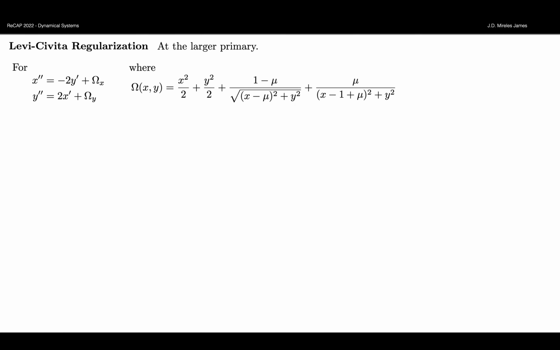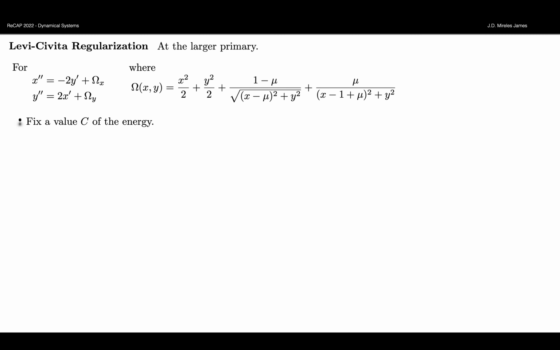So let me say a few words about that. Now you can regularize at the large primary or at the smaller primary body, but the discussion is more or less the same in those two cases. So I'm going to focus for a minute on the larger primary. So here are our equations again.